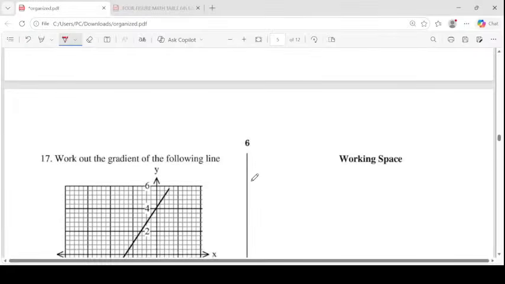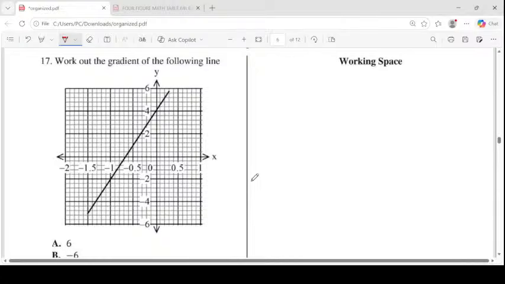Let us now do question number 17. Work out the gradient of the following line. We are told to work out the gradient of this particular line. For us to work out the gradient, we need to pick 2 points along this line. I can pick the point (0, 4). I can pick another point that I can read the coordinates clearly: (-1, -2). I can call this one x1, y1, x2, y2.